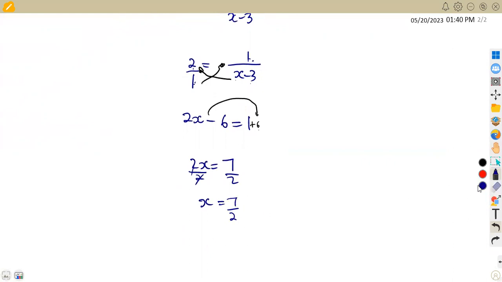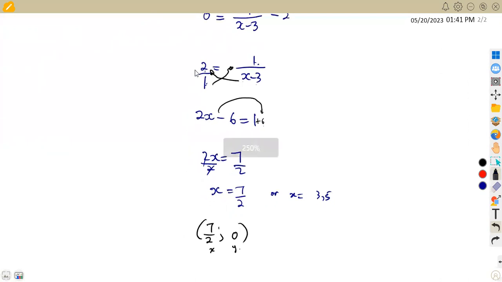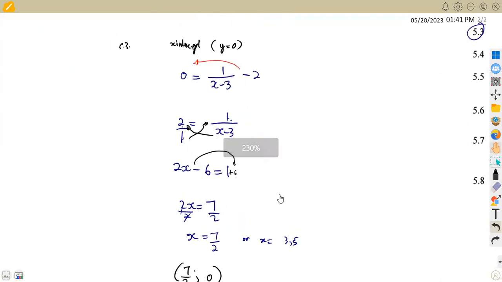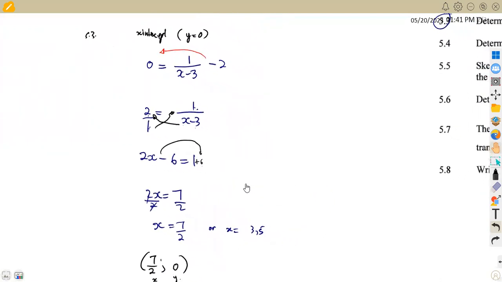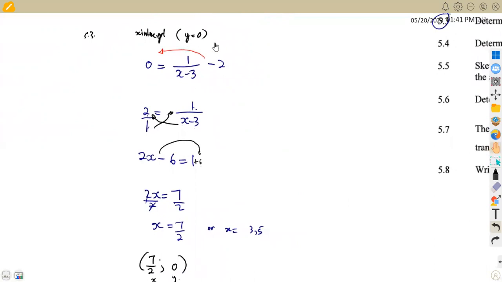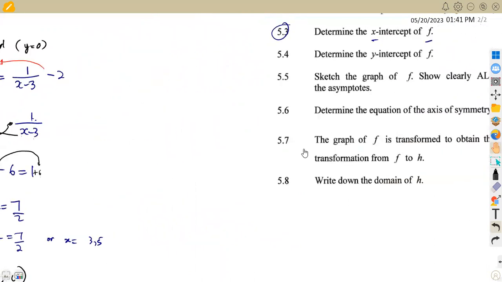Or we can actually have this as a decimal. As a decimal, 7 over 2 is 3,5. Okay, so that is the value of x, which simply means that at the x-intercept, x is equal to 7 over 2, y is equal to 0. Remember, a point is made up of x and y, and we said for this x-intercept that we got here, y is equal to 0 for the x-intercept. All right, so that was the case here.